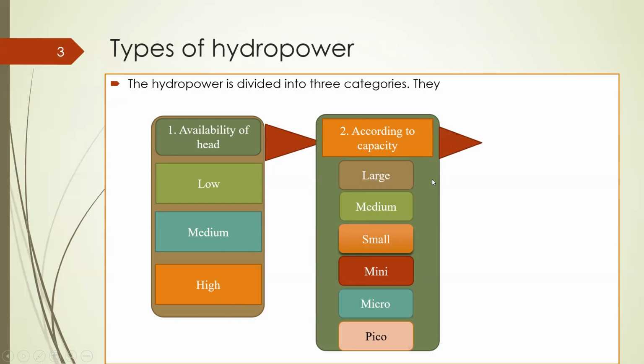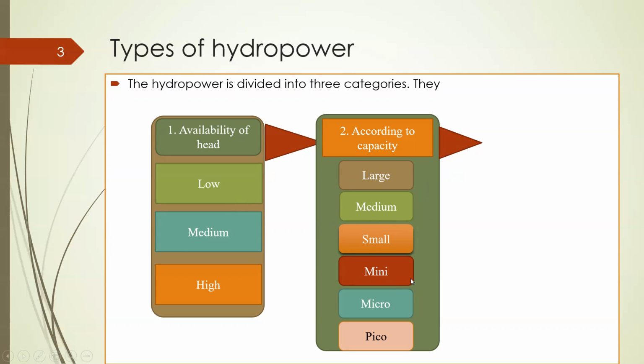According to capacity of hydropower, it is further classified into large, medium, small, mini, micro, and pico. Large hydropower plant. It has capacity of more than 100 megawatt, and it is usually feeding a large electricity grid. Medium hydropower. It has capacity of 100 megawatt, and it is usually feeding a grid. Small hydropower. It has capacity which ranges from 1 megawatt to 25 megawatt, and it is usually feeding into a grid.